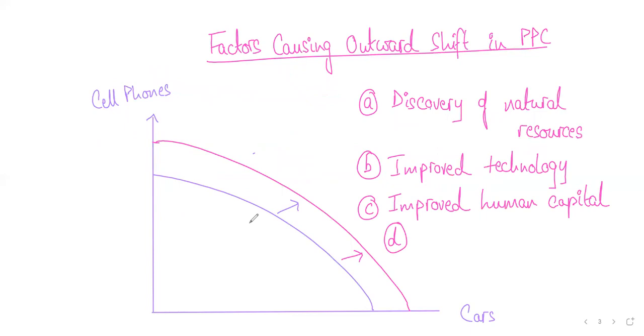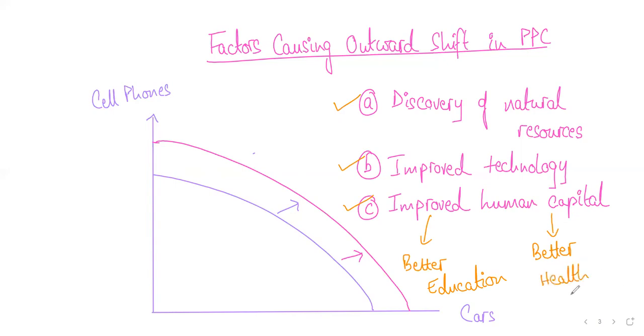Easy, right? Okay, so the factors that cause an outward shift in the production possibility curve are basically discovery of more natural resources, improved technology, and improved human capital, which can be further broken down into two parts: better education and better healthcare. So these are all the factors that will cause an outward shift in your PPC. Now let's quickly also discuss what factors can cause an inward shift in PPC. Just like there can be increased production potential of a country, a country's production potential can also deteriorate over time. Very good, perfect, easy, great.